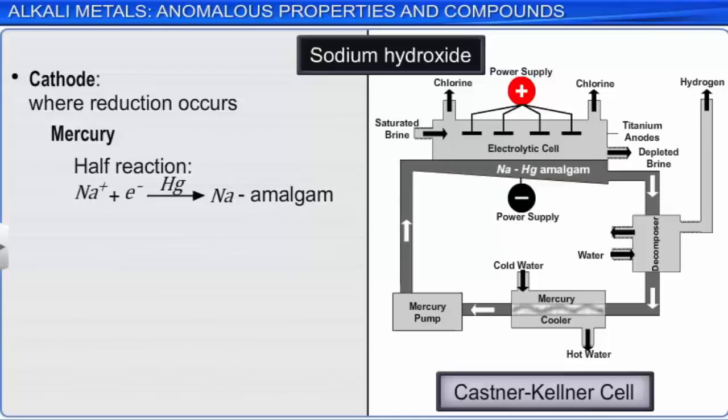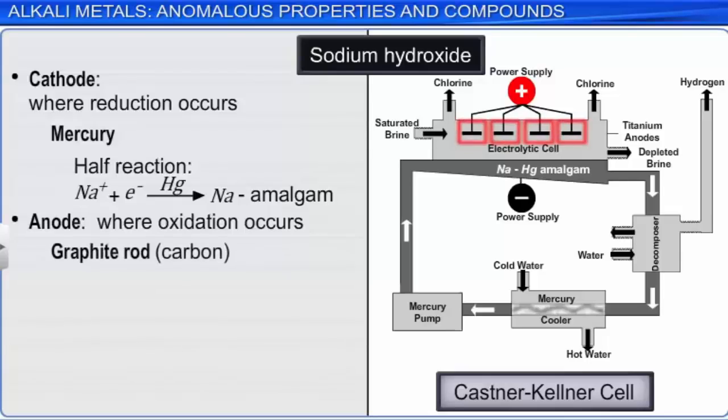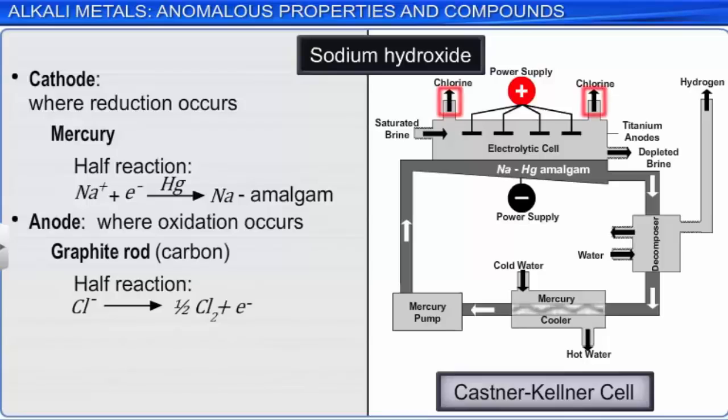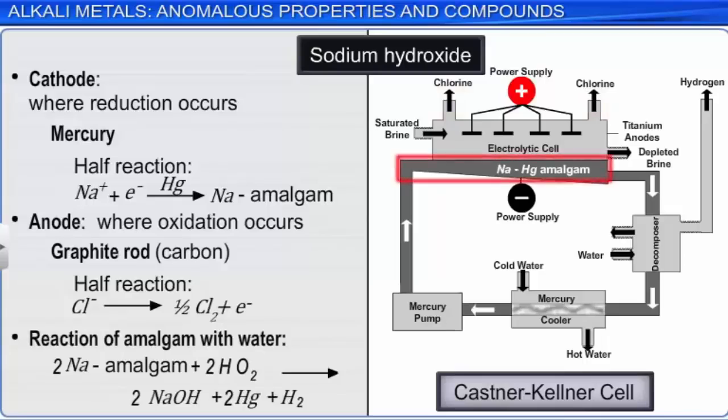Oxidation occurs at the anode in an electrochemical cell. In the Kastner-Kellner cell, a rod of graphite, a form of carbon, is used as the anode. In the oxidation half reaction, chloride ions form chlorine gas and release electrons. The sodium-mercury amalgam that forms at the cathode then reacts with water, releasing sodium hydroxide, mercury metal, and hydrogen gas.